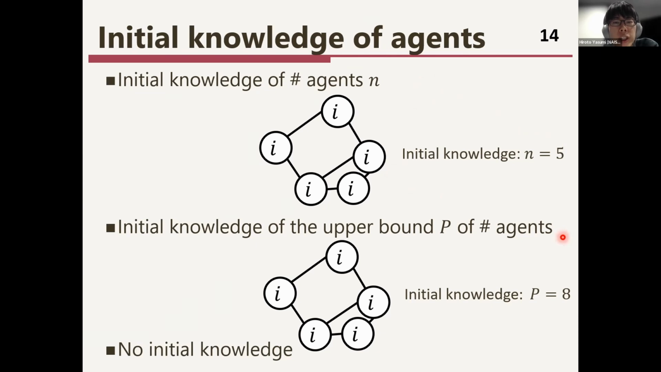Another is initial knowledge of the upper bound p of the number of agents. For example, if the initial knowledge p equal 8 is given, then agents recognize that the number of agents is lower or equal to 8. The last one is no initial knowledge. In these settings, such n or p is not given.